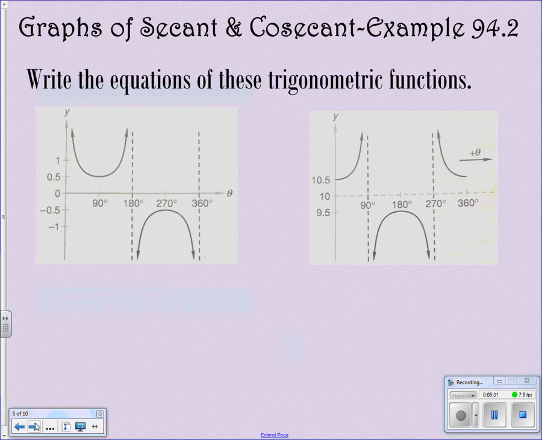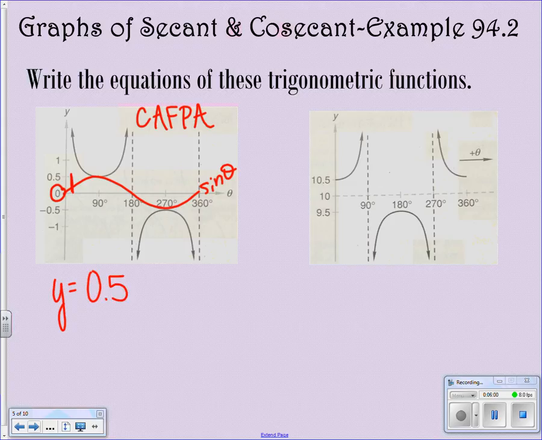Okay, so we're going to look at the next example. We want to find the equations of these trig functions. So we're going to connect our dots. And that would be a sine. This would be a sine curve. And what is our helpful friend? We got Calc. So the center line is 0, so we don't have to write that. Our amplitude, we only went up to 0.5, so we have 0.5. The reciprocal of sine is cosecant.